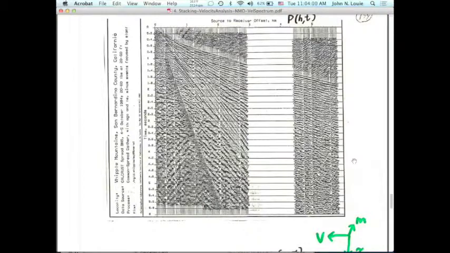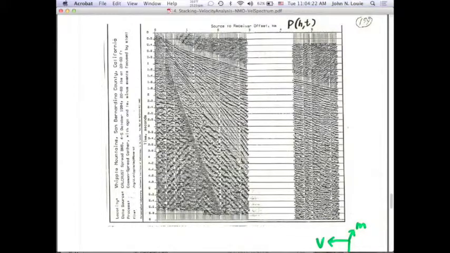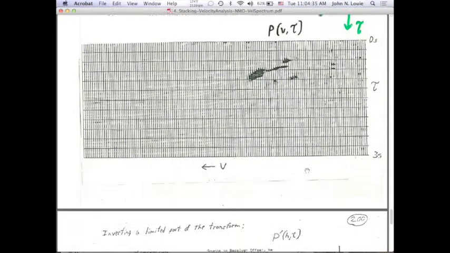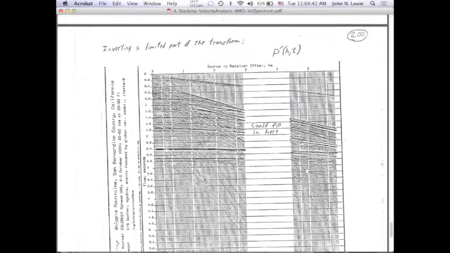This is part of my thesis work, and I was desperate to find some reflections. So I took this record and transformed it into a velocity section. Here the darkness is essentially a kind of coherence, and velocity increases to the left. We're looking at tau down, from 0 to 3 seconds of this 0 to 6 second record. This is for one of the midpoints. Actually, it was done in the shot domain, but don't let that confuse you.